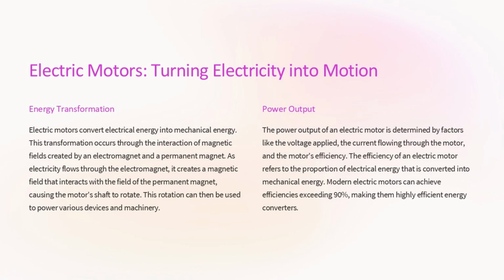Electric motors are devices that convert electrical energy into mechanical energy, allowing us to power a wide range of devices and machinery. This conversion occurs through the interaction of magnetic fields created by an electromagnet and a permanent magnet within the motor. As electricity flows through the electromagnet, it creates a magnetic field that interacts with the field of the permanent magnet, causing the motor's shaft to rotate.